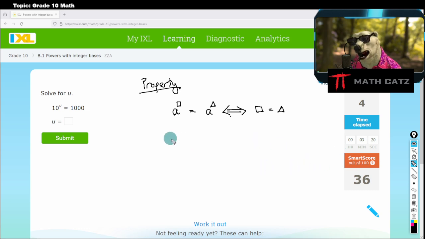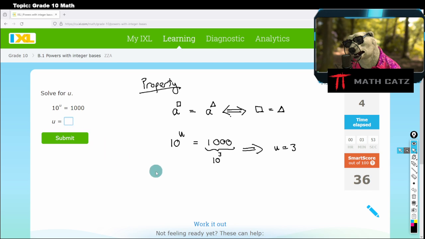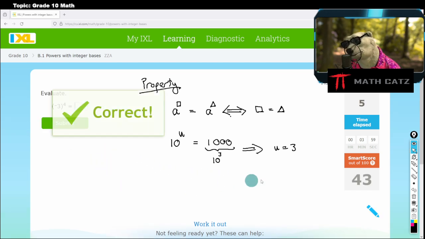So now, when I have 10 to the power of this mysterious u variable, and that's equal to 1,000, I can rewrite this so that it has the same base. In this case, it'll be 10 to the power of 3, and then conclude from this property that the exponents have to be the same. That is a key exponential property, and so u is 3. We are correct.